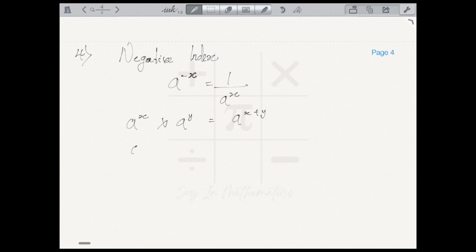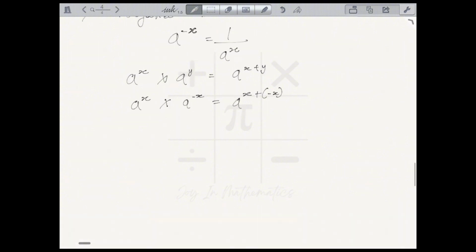Now, let's take that we have a raised power x multiplied by a raised power minus x. We are going to add these two powers, these two indices, as the case may be. So we have a raised power x plus minus x. Now, with that done, this will give us a raised power x minus x. Now a raised power x minus x is equal to what?